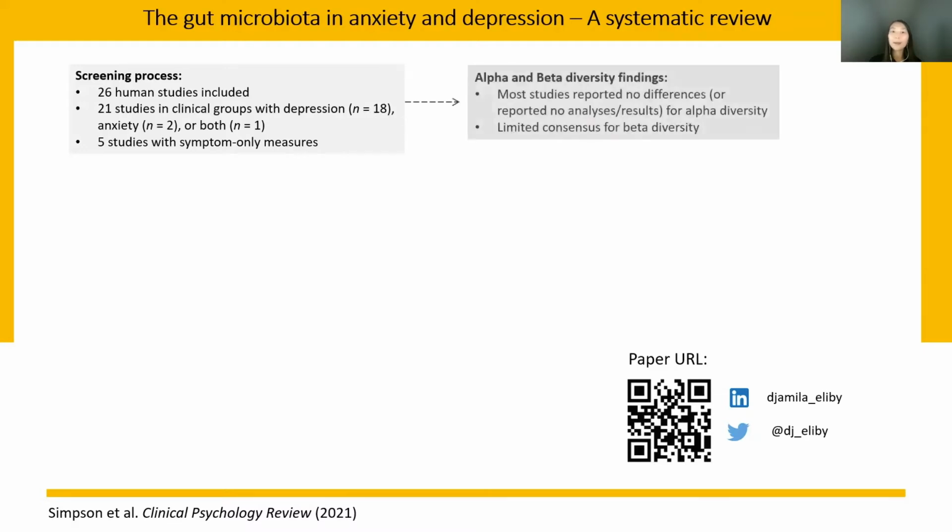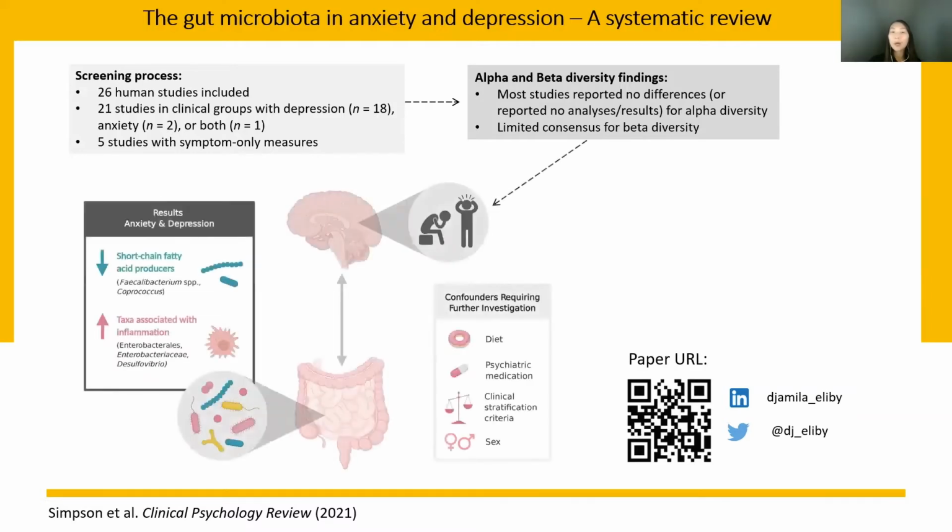only. Diversity findings were inconsistent, with more studies reporting no differences in alpha diversity between clinical groups and controls, and there was little consensus on beta diversity differences. However, taxonomic findings indicated that both disorders may be characterized by higher abundances of pro-inflammatory taxa such as Enterobacteriaceae and Eggerthella, and reductions in anti-inflammatory short-chain fatty acid producers such as Faecalibacterium and Coprococcus.